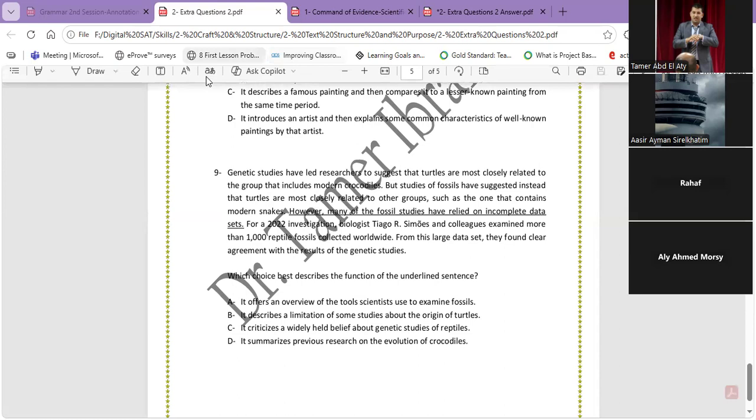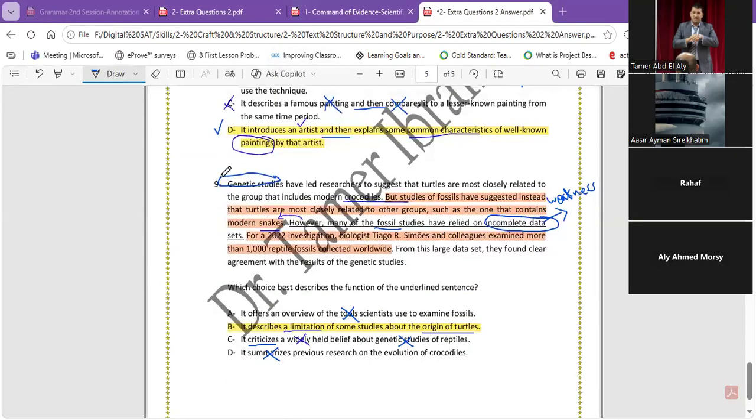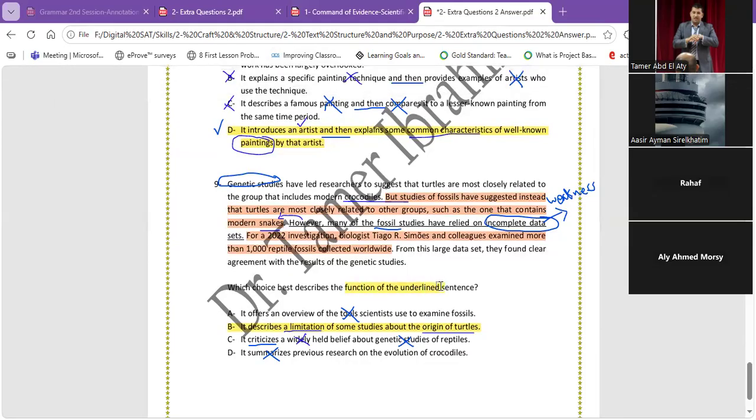Waiting for Yasser Ayman. Did you solve this question, Yasser? Okay. All of you got it right. Alhamdulillah. Again, the function of the underlined sentence. Whenever you find this, read the sentence before and the sentence after. Take care with the sentence before. Sometimes it has things that I don't understand. I take the sentence before, no problem, because the answer actually is in the underlined part.